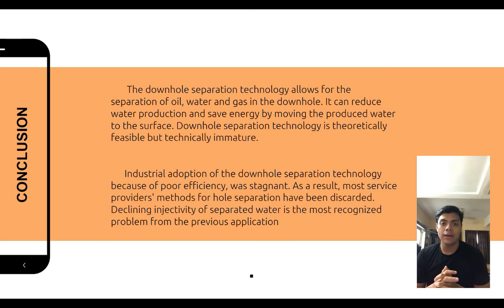Okay, so for the conclusion, the downhole separation technology allows for the separation of oil, water, and gas downhole. It can reduce water production and save energy by not moving the produced water to the surface. So the downhole separation technology is theoretically feasible but technically immature.